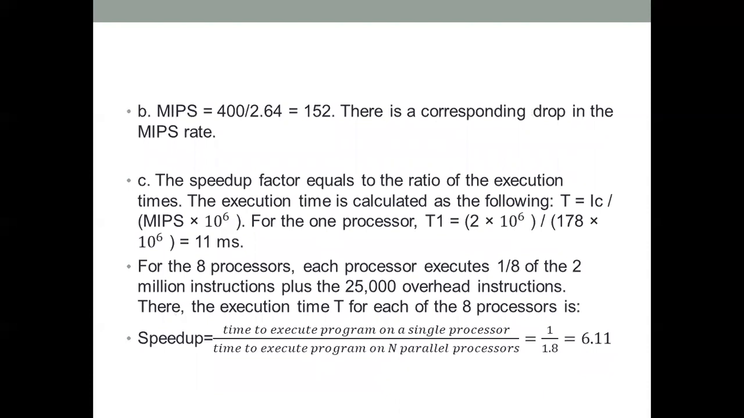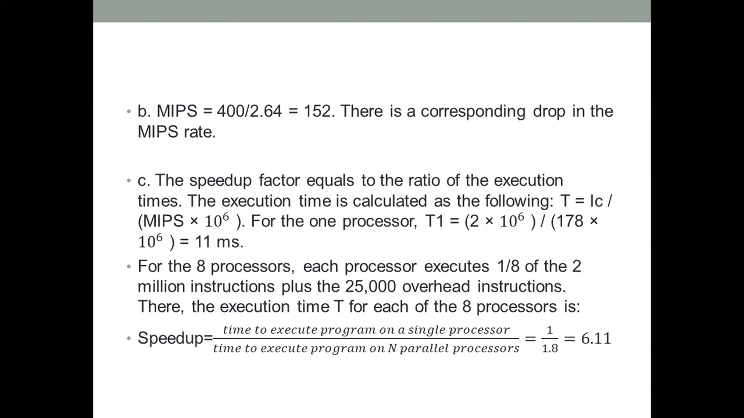For part C, the speedup factor equals the ratio of the execution times. The execution time is calculated as follows: T equals IC divided by MIPS multiplied by 10 to the power 6. For the one processor, T1 equals 2 multiplied by 10 to the power 6 divided by 178 multiplied by 10 to the power 6, which gives us 11 ms.